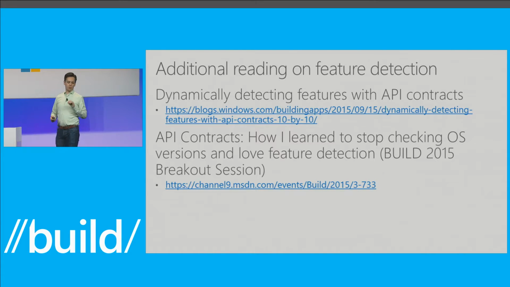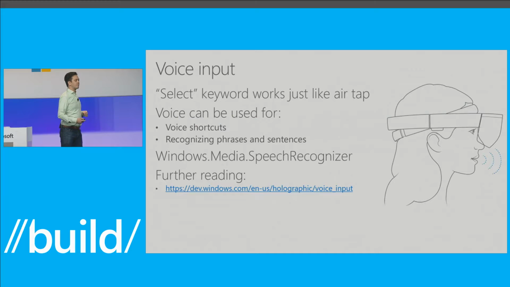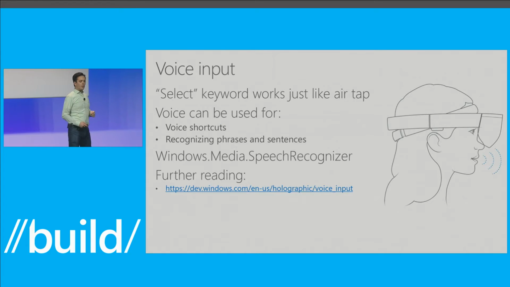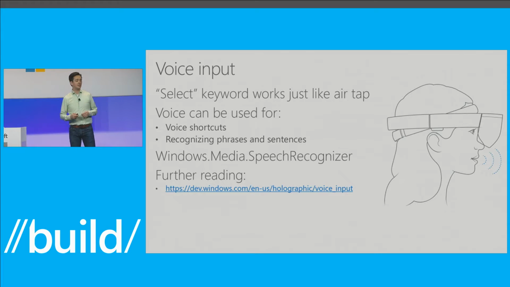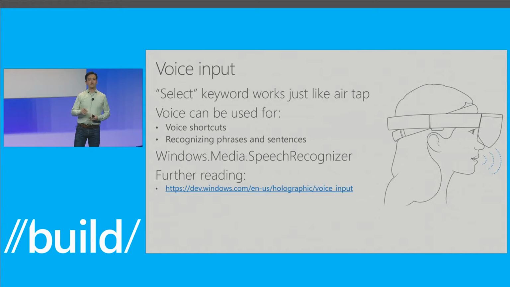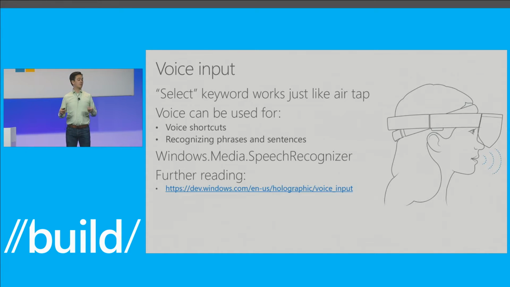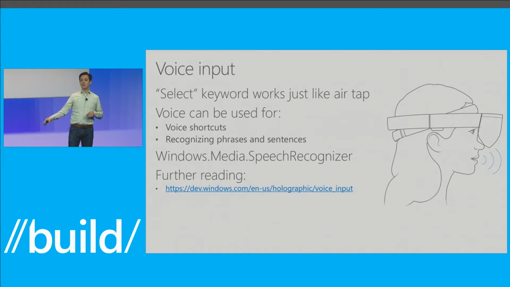OK, let's get to some more fun stuff with HoloLens. So, voice input. You can speak to your HoloLens. It has a great set of microphone arrays that are constantly listening to you. When you're looking at something, you can say select, and it works just like AirTap. And this is particularly great for scenarios where my hands are busy and I don't want to take my hands off whatever I'm doing. As I mentioned earlier, HoloLens is really great for multitasking between the physical and digital world.